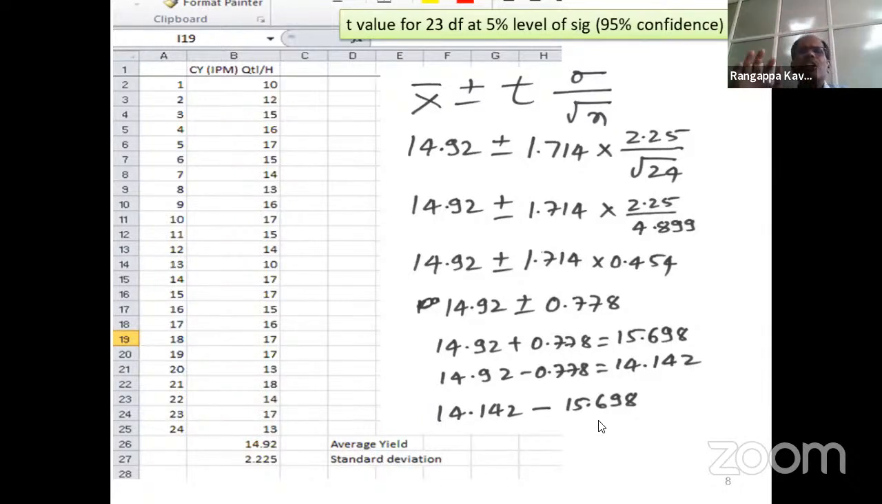That means you are 95% confident that the population value from which you have selected the sample, this population yield, will be somewhere between 14.142 quintal to 15.698 quintal. This is the interval estimation. So you can be sure that 90% of the farmers are expected to get a yield between 14.142 quintal to 15.698 quintal. This is the concept of interval estimation.